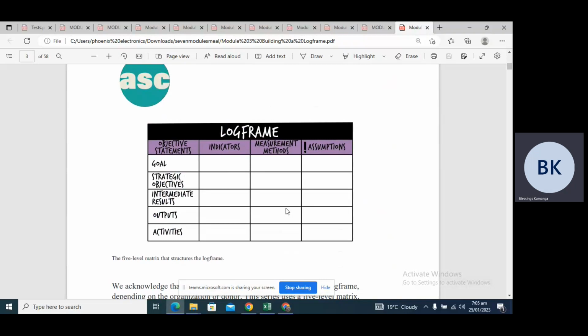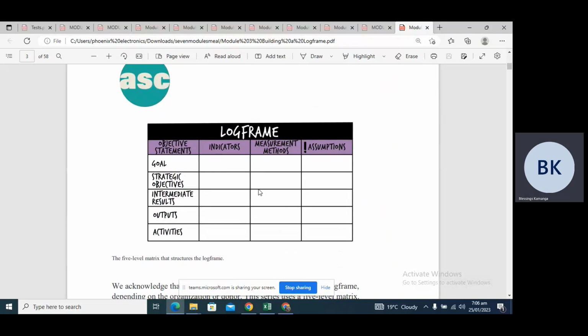Usually the goal doesn't have indicators, but if you are imaginative enough, you can create an indicator for it. But usually the objectives, intermediate results, the outputs, as well as the activities all have indicators. Another thing you have to take note of is that the activities, outputs, and intermediate results look at the implementation side of the project, which is different from the other goals and objectives above, which just look at the overarching themes of the whole project.